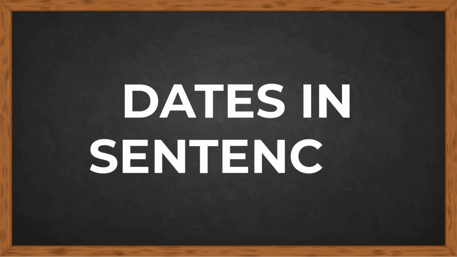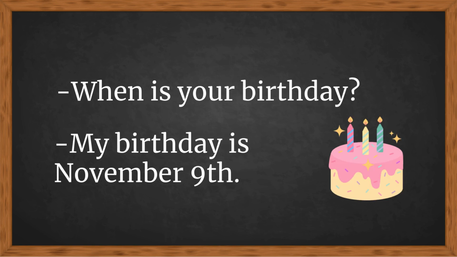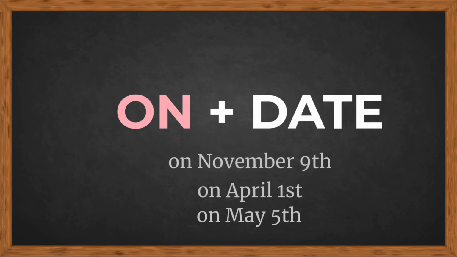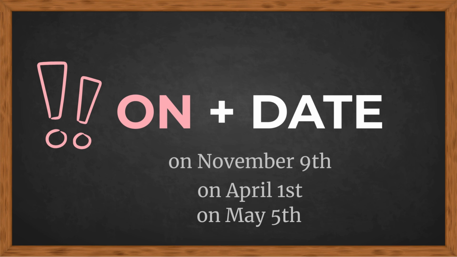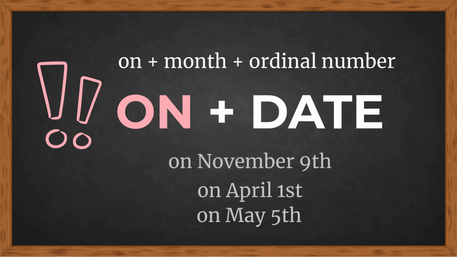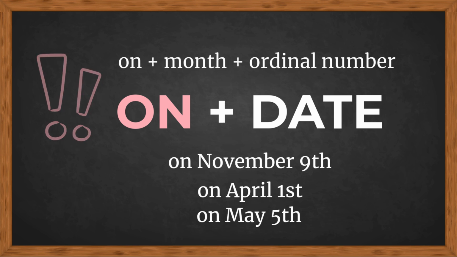Now, let's hear dates in real sentences. When is your birthday? My birthday is on November 9th. We use on before the date, on November 9th. Here is the pattern: on plus month plus ordinal number. For example, on November 9th, on April 1st, on May 5th. Always use on before a date.